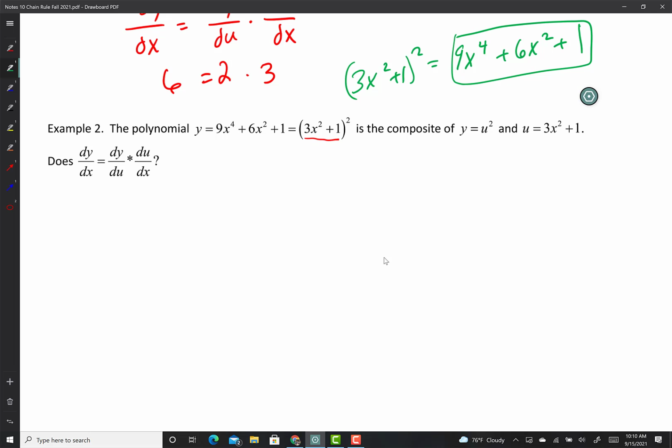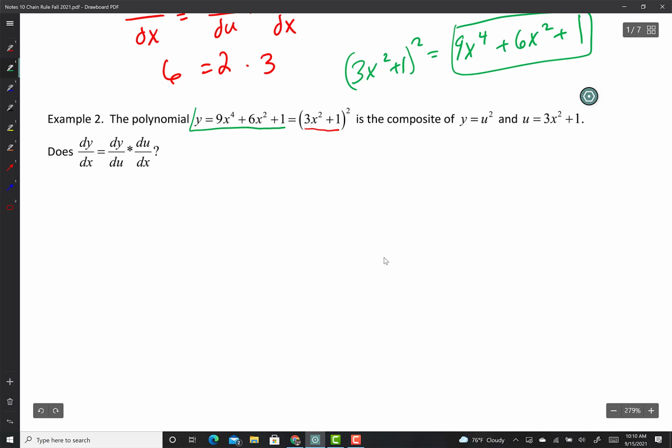Are we still okay? I'm going to do the same thing that I just did a little while ago. If I just told you, would you ever do this? Would you ever do chain rule to take the derivative of this? No, you would just use power rule. All we're doing right now is confirming chain rule.